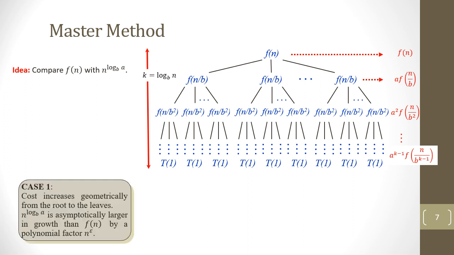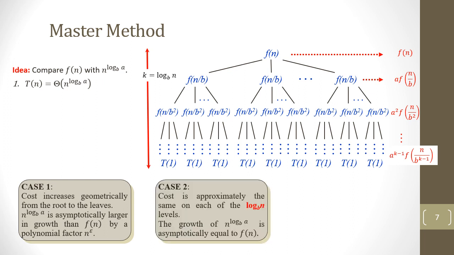In the first case, the cost increases geometrically from the root to the leaves. In this case, n^(log_b a) should be asymptotically larger in growth than f(n) by some polynomial factor of n to the power of epsilon. If this is the case, then the solution to the problem will be T(n) equal to big theta of n^(log_b a), as most of the cost is coming from the leaf nodes.